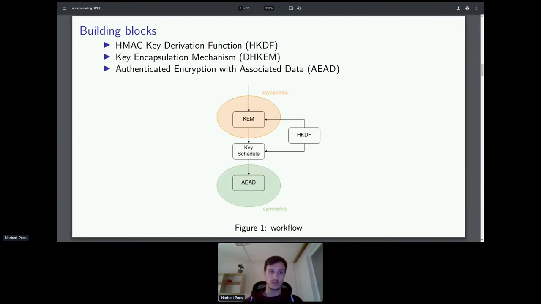So what does it consist of? HPKE has three main building blocks: the key derivation function, the key encapsulation mechanism, and authenticated encryption with associated data. As you can see on the figure, the first part, the KEM, uses asymmetric cryptography, and the AEAD uses symmetric. The key encapsulation mechanism creates a shared secret using the key schedule, which is later used for encrypting the messages.